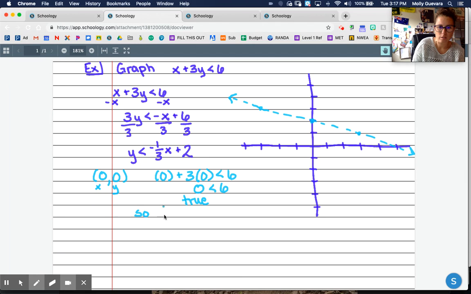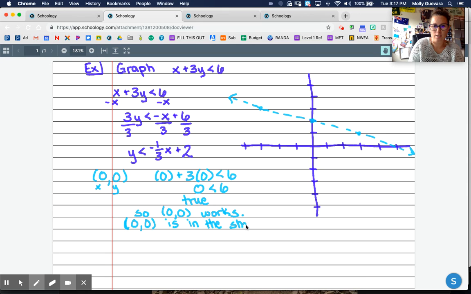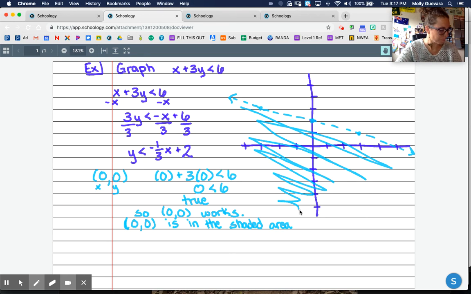So 0, 0 works. Since 0, 0 works, that means that 0, 0 is in the shaded area, right? So here's 0, 0, that works. So that is the shaded area that we want. So we're going to shade below. Okay. So that is our last example.